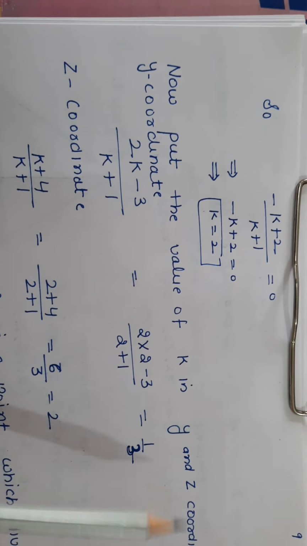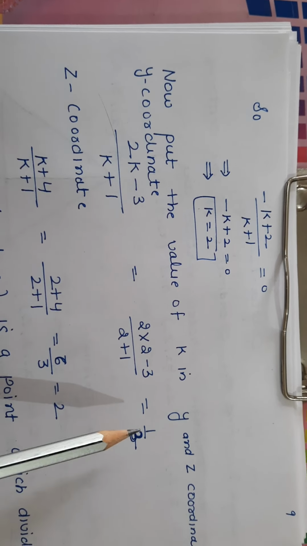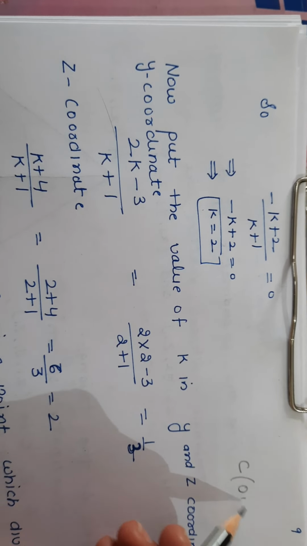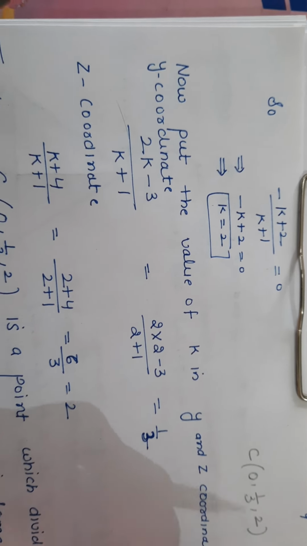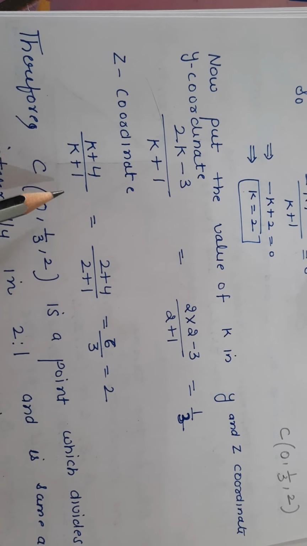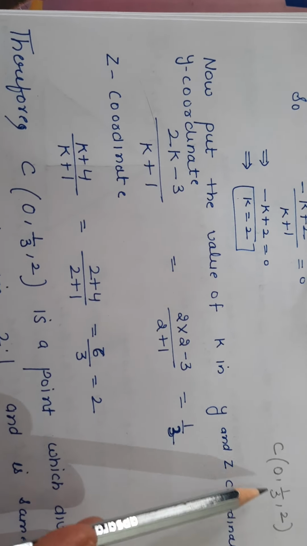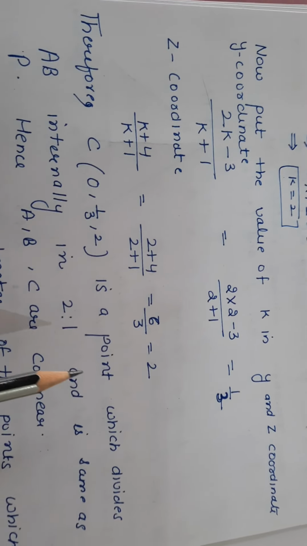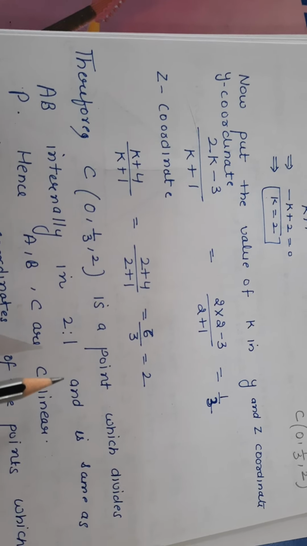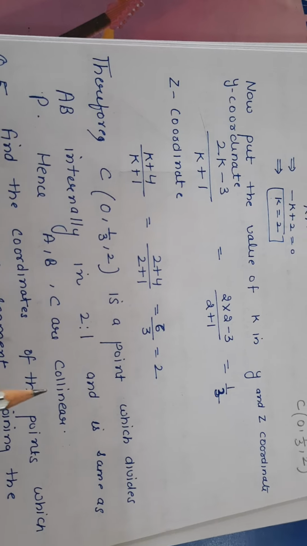Now put the value of K in y and z coordinate. This was your y coordinate. Put K equal to 2, your answer is 1 by 3. And your C point was 0, 1 by 3, 2. Z coordinate of P point was (K plus 4) upon (K plus 1). Put K equal to 2, your answer is 2. Again they are equal. So that means this C point is coinciding with the point P. Right? And so it is dividing AB internally in the ratio 2:1, same as that of P. So these 3 points A, B, C are collinear.